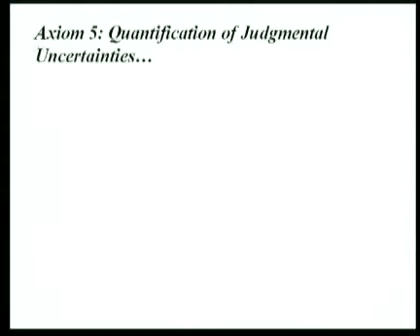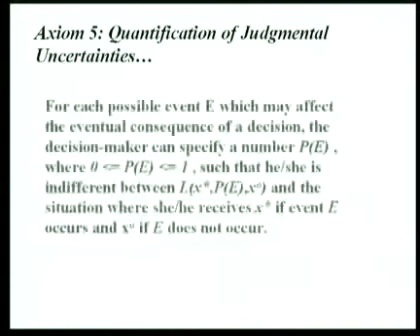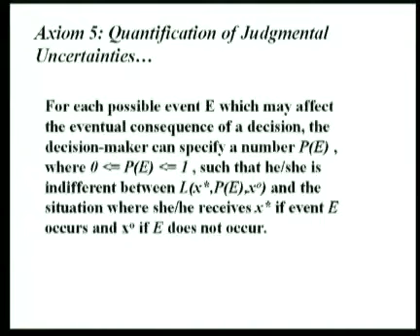The quantification of judgmental uncertainties. This is an interesting one, valuable too. For each possible event, we'll call it E, which may affect the eventual consequences of the decision, the decision maker can specify a number, call it P of E. This is a probability between 0 and 1, such that he or she is indifferent between the lottery x star, P on E, and x naught, and the situation where she or he receives x star if event E occurs, and x naught if event E does not occur. So it's essentially coming up with, how do we quantify our uncertainty in the judgment? And that's what the P of E is.